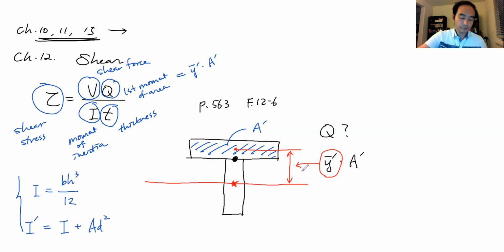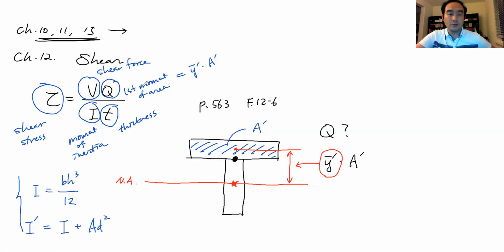Okay, so this is the neutral axis, which is passing through the centroid of the entire section. And this point is the centroid of this shaded area. So the y bar prime is going to be the distance between those two. There are several different examples in that figure, so you can easily exercise how we can find this first moment of area.